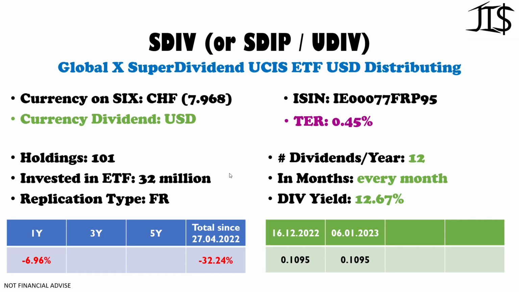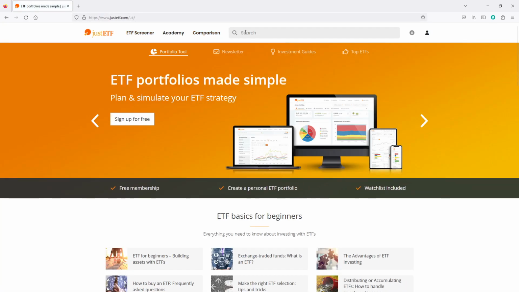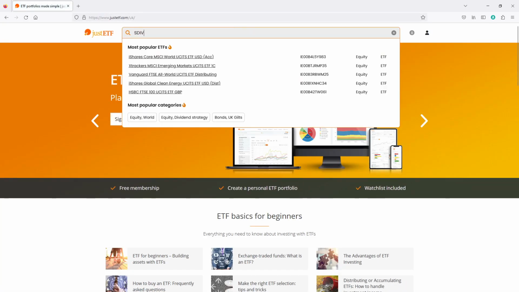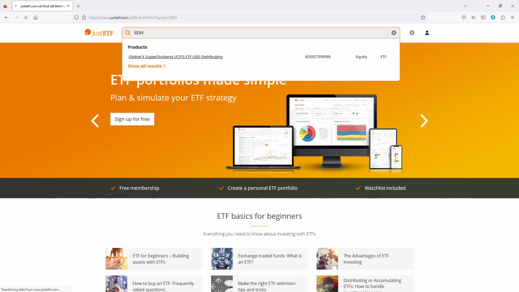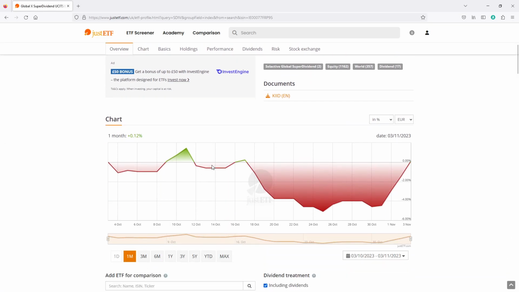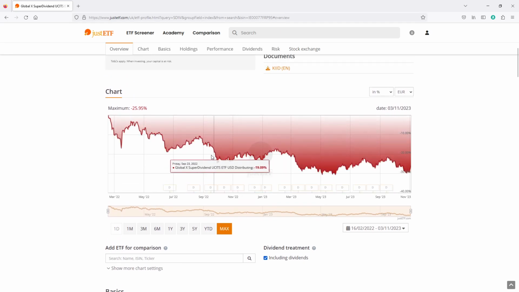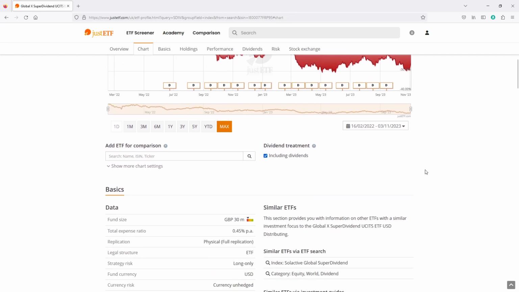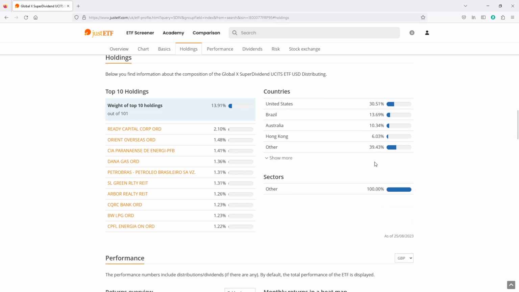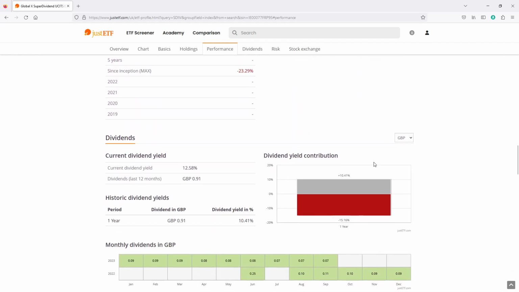But when you look up the SDIV, so let's go to just ETF again, and you look up SDIV, and you look at the graph. So the graph max, you see it starts here and it's minus 30%. It keeps on dropping, and it's really not that great.